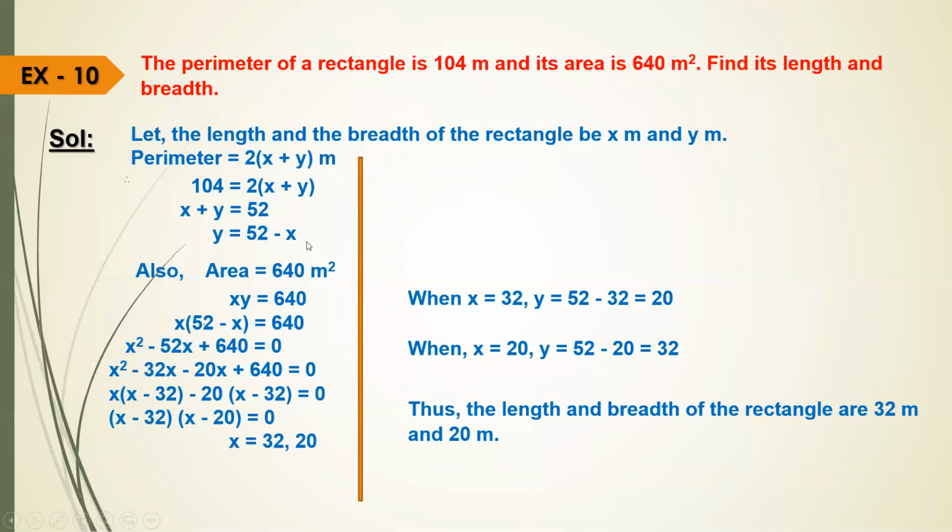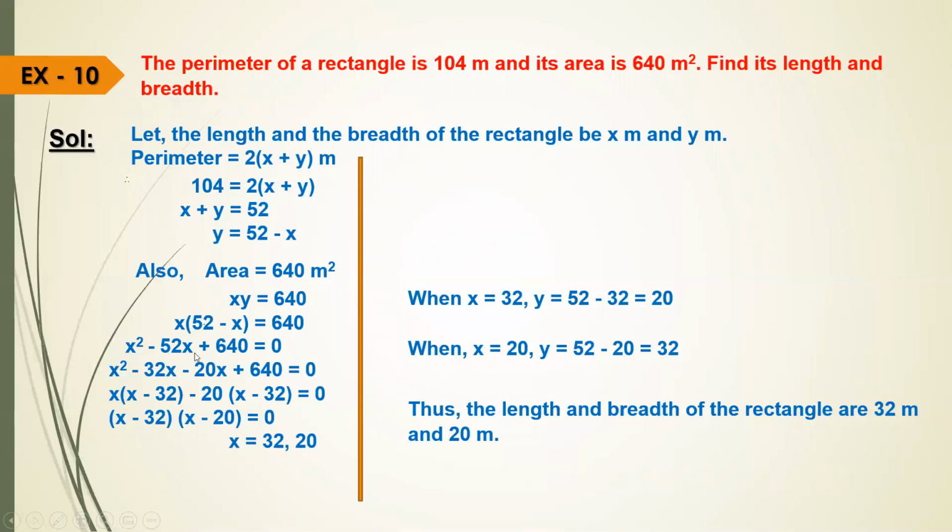So I am converting y in terms of x. So y is equal to 52 minus x. So x we will take as x and y we will take as 52 minus x. What is the area of the rectangle? Formula for area of the rectangle is length into breadth. So length is x, breadth is y, and the value of y is 52 minus x. So the equation becomes x into 52 minus x is equal to 640.